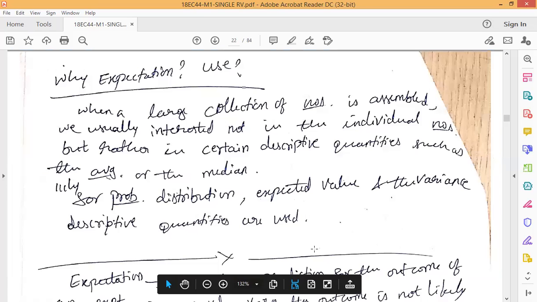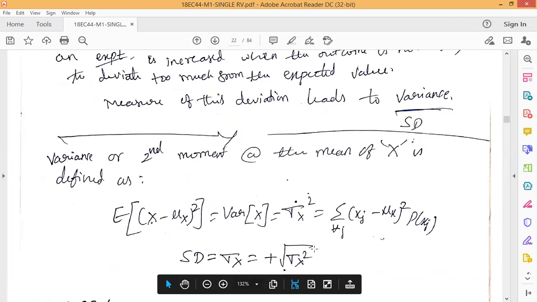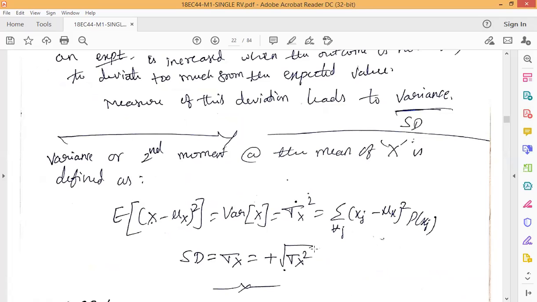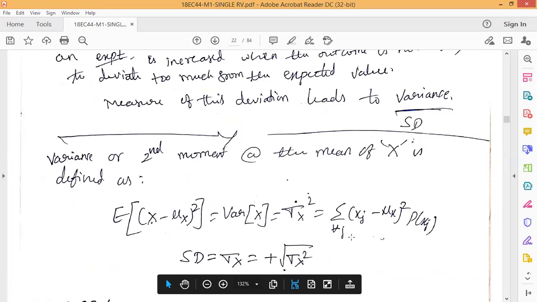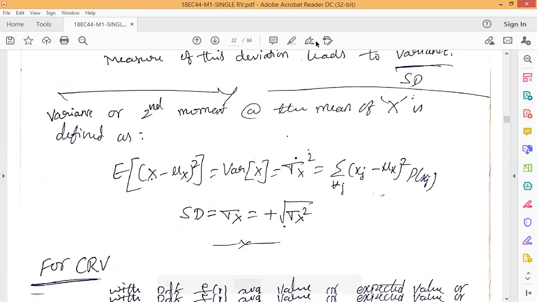Other than this, we have also seen the expectation of the square of the random variable about the mean. When the mean is given, we can calculate the value using the equation x minus mu x whole square into p of x. This gives the value of the variance. If we take the square root of the variance, it gives the value of the standard deviation. These are the equations for the discrete random variable.